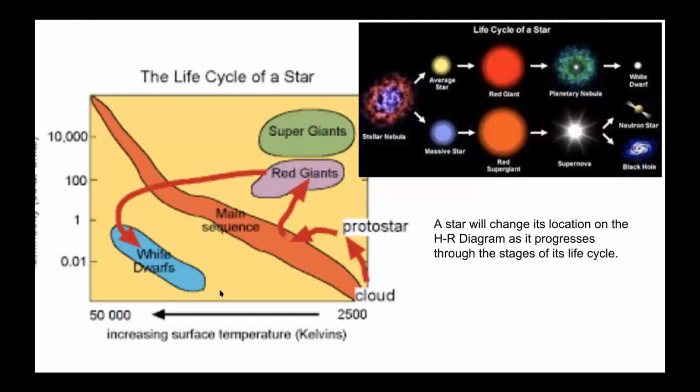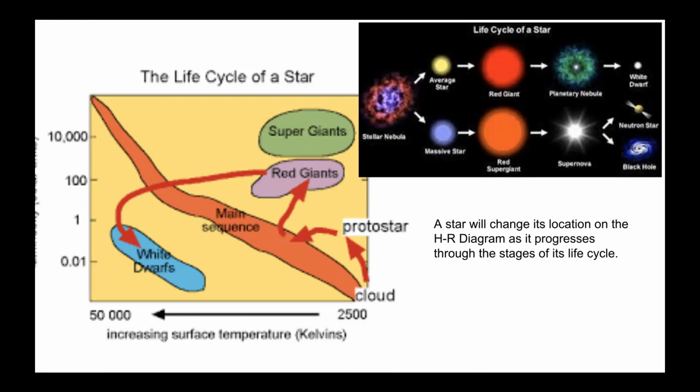So we imagine our sun starting off in the main sequence. It's burning hydrogen, but when it runs out of hydrogen, it's going to start burning helium. And then it's going to expand to a huge size and become a red giant. Then, after it runs out of helium, it's going to become a white dwarf. Now, they're very hot, but because they're so small, they're not very bright.